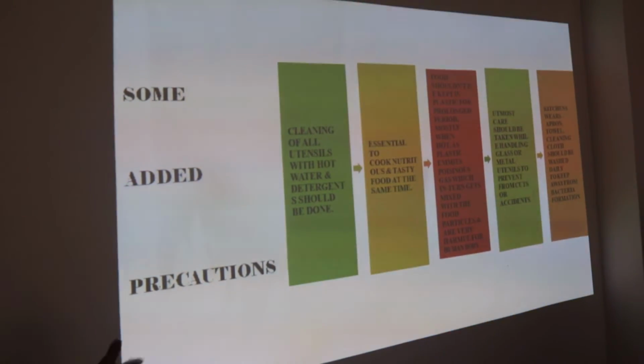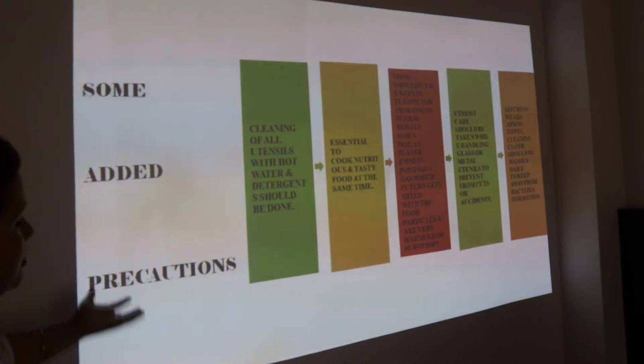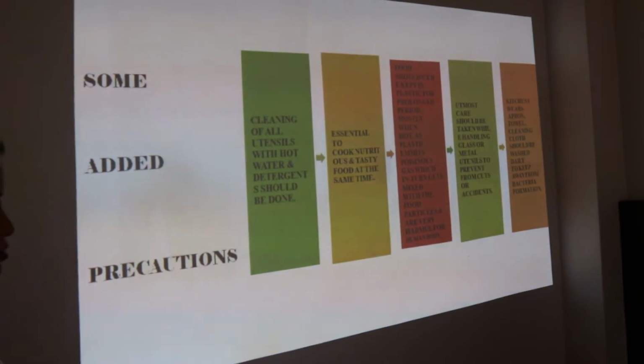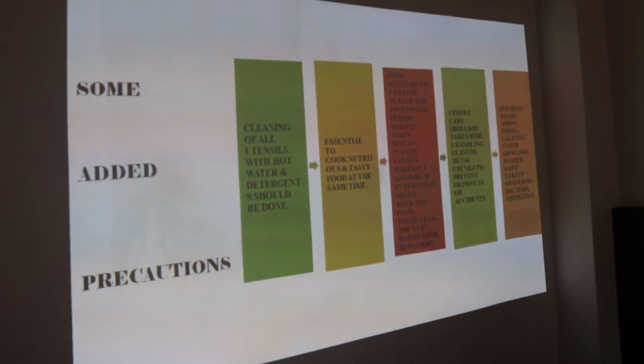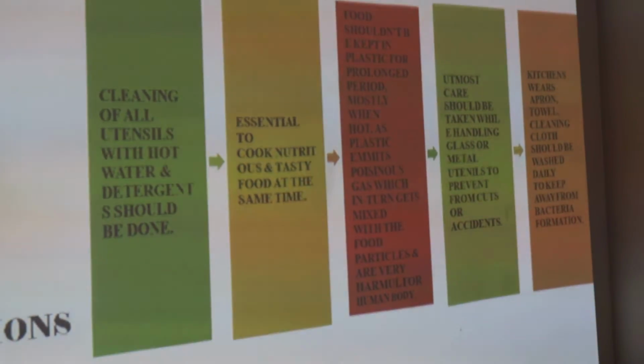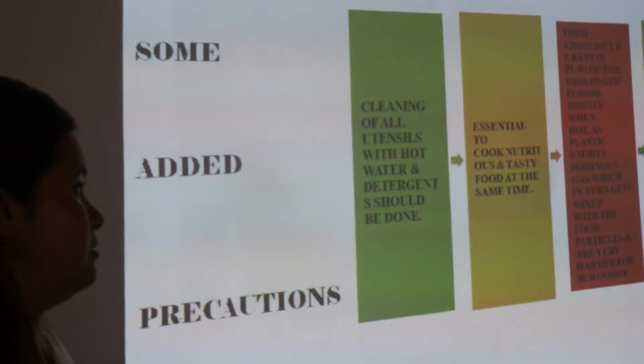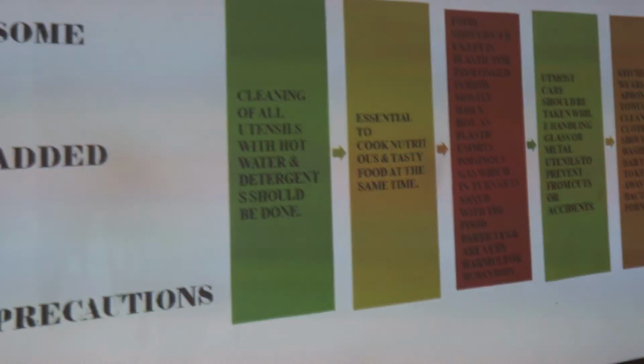And some added precautions that I have given are that cleaning should be done very properly. You should use detergent and sanitize the kitchen. You should wash your kitchen properly, and the food should be tasty as well as nutritional. Those kinds of food everyone will eat, isn't it?